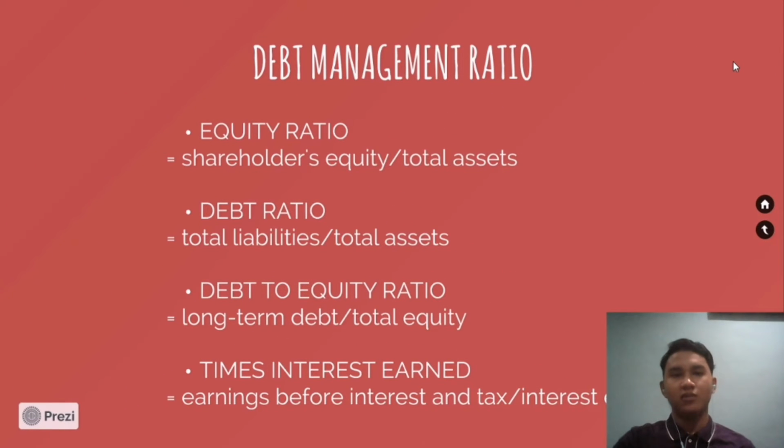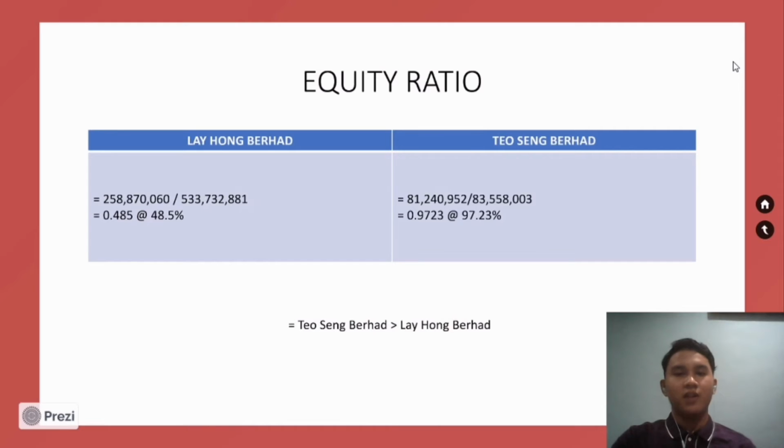In debt management ratio, there are four calculations, which are equity ratio, debt ratio, debt to equity ratio, and times interest earned. Firstly, I will explain about equity ratio. The formula for equity ratio is shareholder equity divided by total assets. Lehong Berhad equity ratio is 48%, while Teoseng Berhad is 97.23%. This means Teoseng Capital Berhad is greater than Lehong Berhad because Teoseng Capital Berhad has provided enough to the company to purchase the assets.